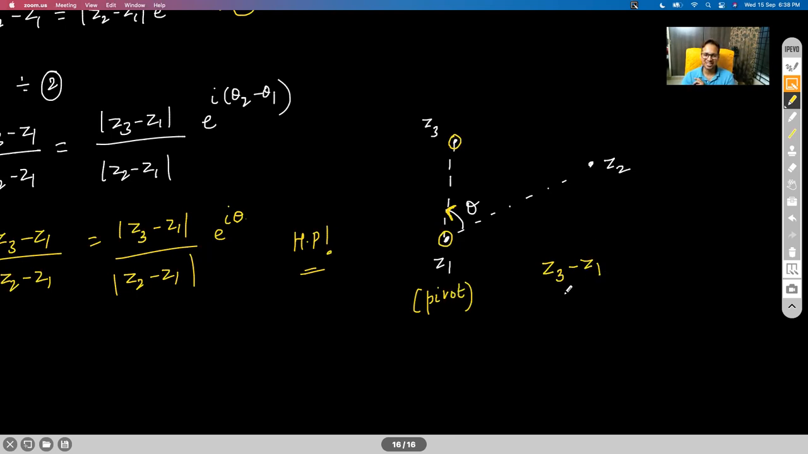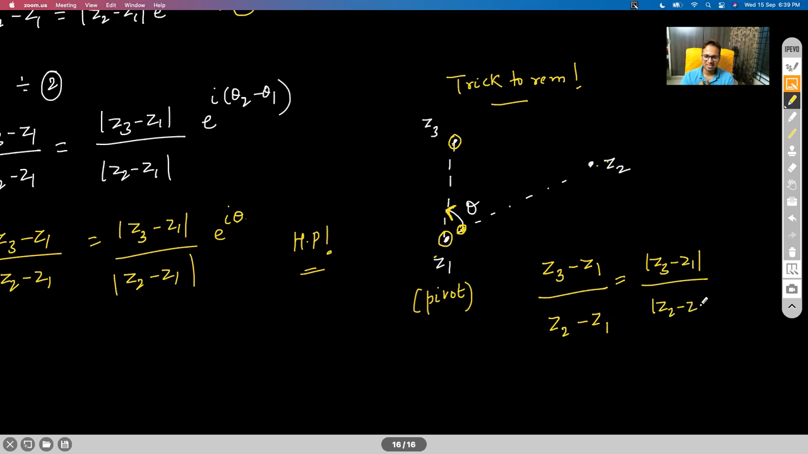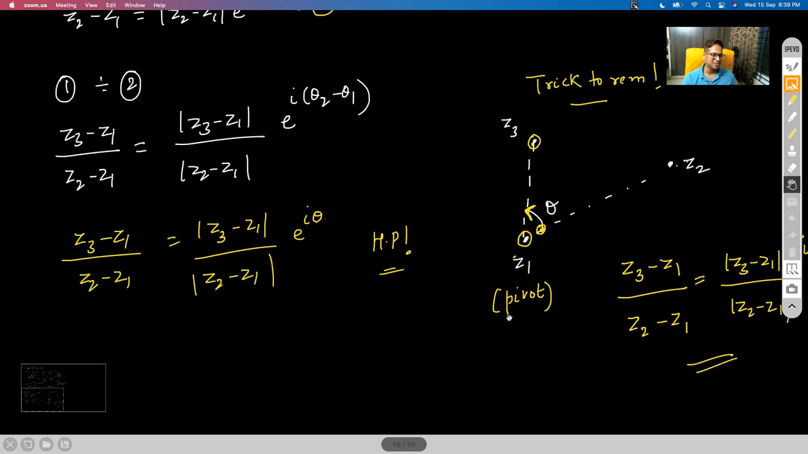So write Z3 − Z1. Pivot should always be the second one. Similarly, divide it by the difference of the two complex numbers which are there at the tail of the arrow, which is Z2 and Z1, and again, Z1 will be the pivot point here. So Z1 will be the second complex number. I'm just telling you a trick to remember the formula. Now write the modulus of the same two things over here. And now write e to the power i. If you have taken your angle in an anti-clockwise manner, then write plus i theta. There you go. This basically becomes your formula for the CONI, which is matching with whatever you have written over here.